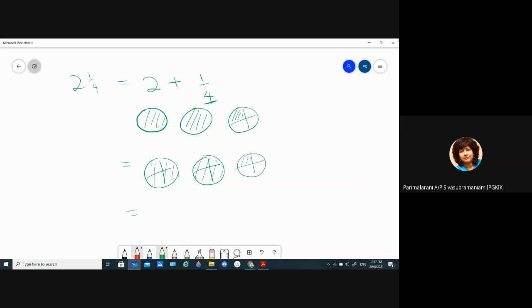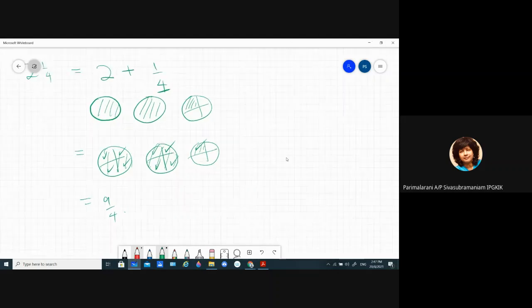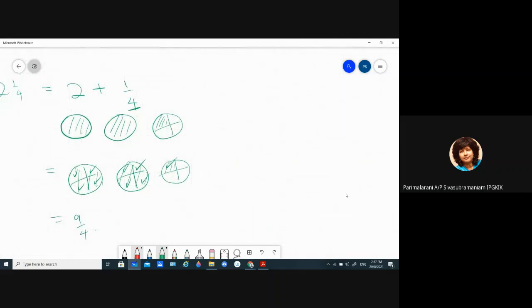Okay, so now we have 1 1/4, 2 1/4, 3 1/4, 4 1/4, 5 1/4, 6 1/4, 7 1/4, 8 1/4, 9 1/4. So 2 1/4 is equal to 9 fourths, okay? So this is to teach them conceptually, okay?